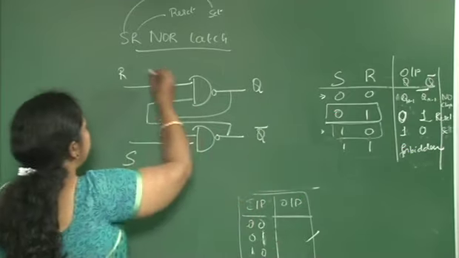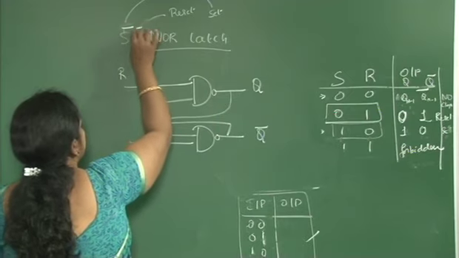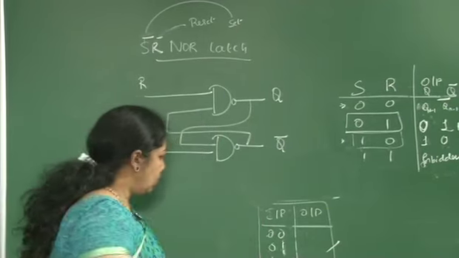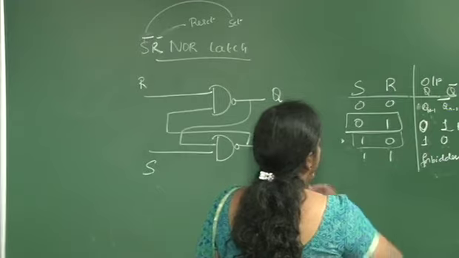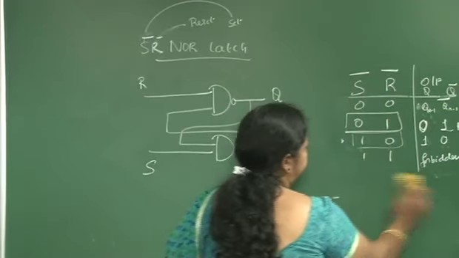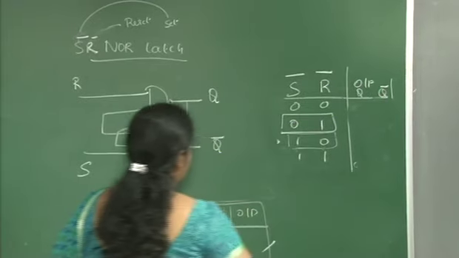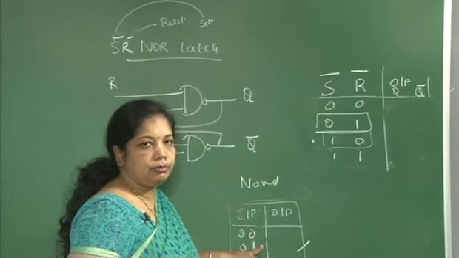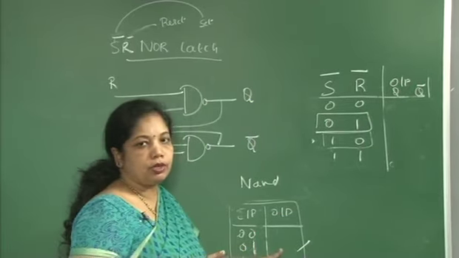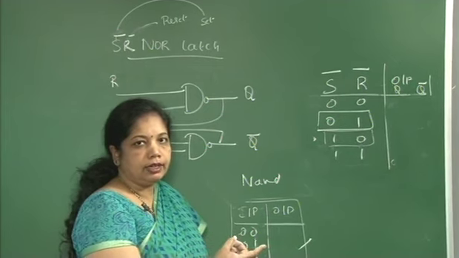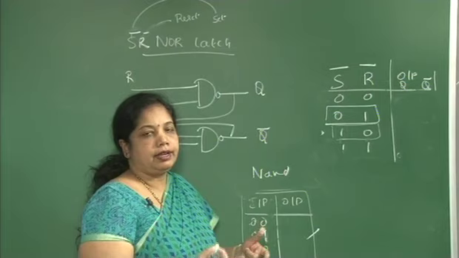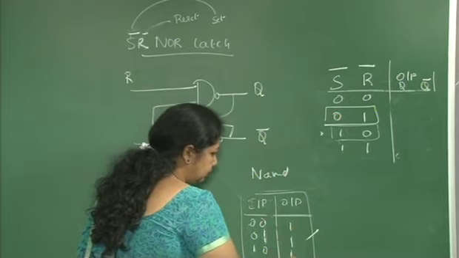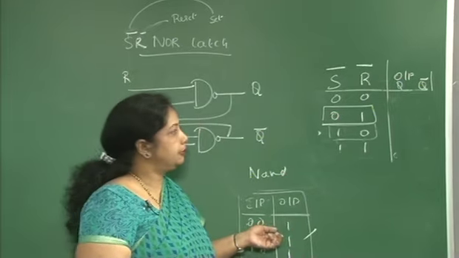So now we are discussing the S bar, R bar NAND gate latch. What is the significance? The truth table of NAND gate: we know if any input to an AND gate is 0, my output is 0. So NAND gate is the complement of AND gate. So whenever any input is 0, my output will be 1. So this is the truth table of NAND gate.